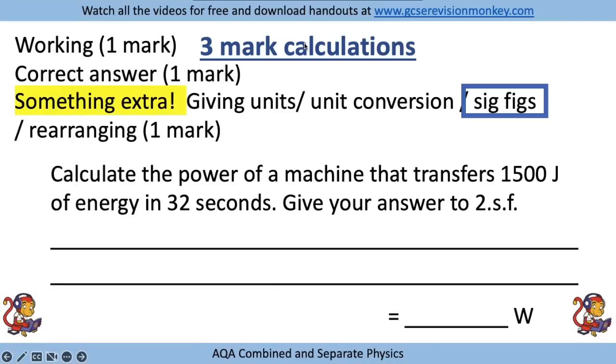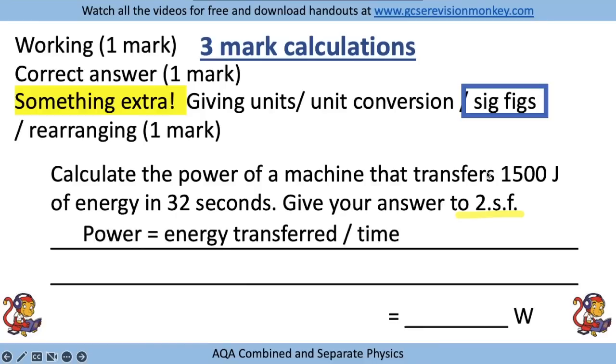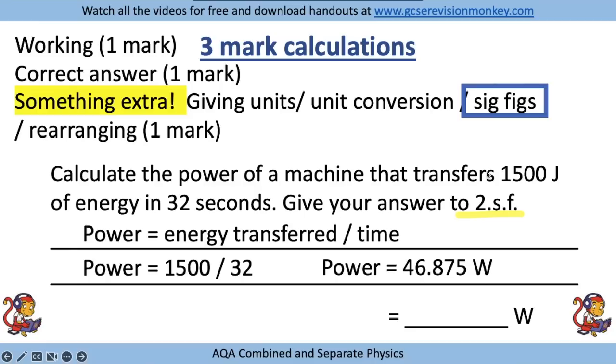So here we've got a similar question, but this time it says give your answer to 2 significant figures, and that's what you'd be getting the 3rd mark for. So you put the equation down, put your numbers in, and you write down your answer as you see it on the calculator, but then it asks you to convert it to 2 significant figures, which in this case, you look at the number here, and because 0.8 is 0.5 or higher, this number here will go up to 47. So our answer is 47 watts.